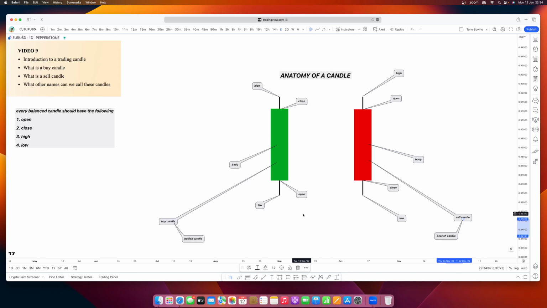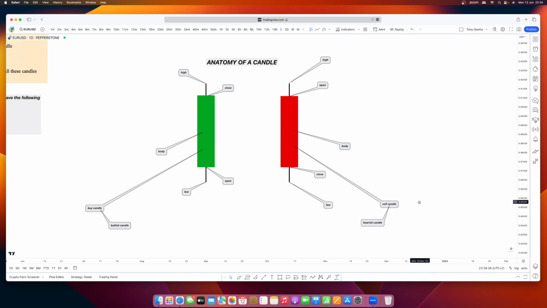So what other names can we call this candle? Bullish candle and a bearish candle. Okay. So I've been able to explain to you what a trading candle is, what a buy candle is, what a sell candle is, and what other names we can call these candles. Exactly. So now I'm going to take a screenshot of it, and then we're going to go to a live example, and I'm going to show you these things in real time.